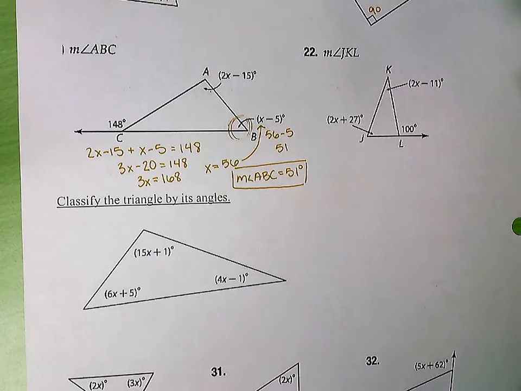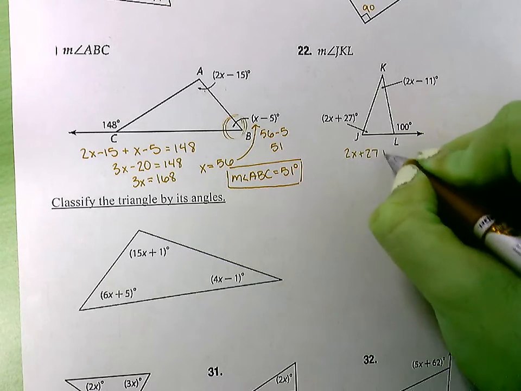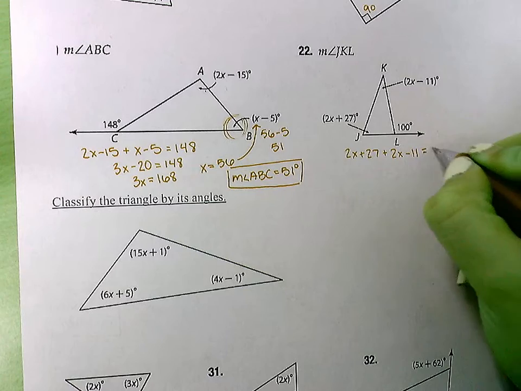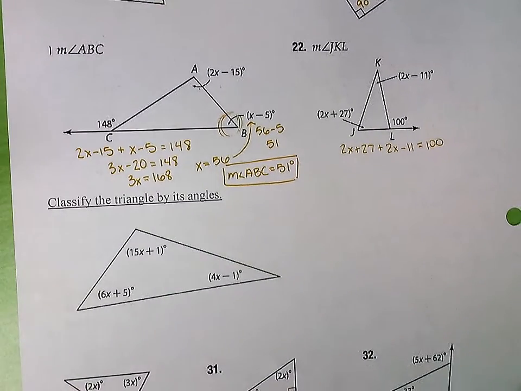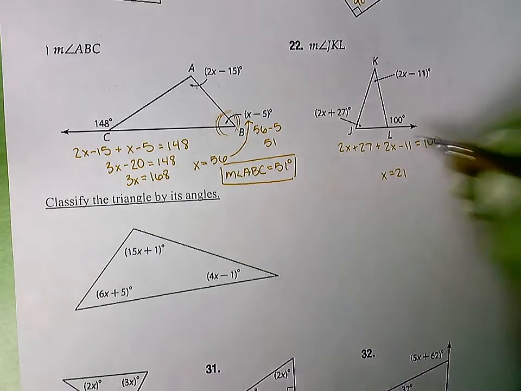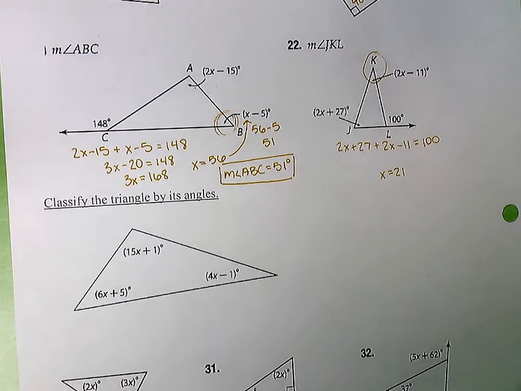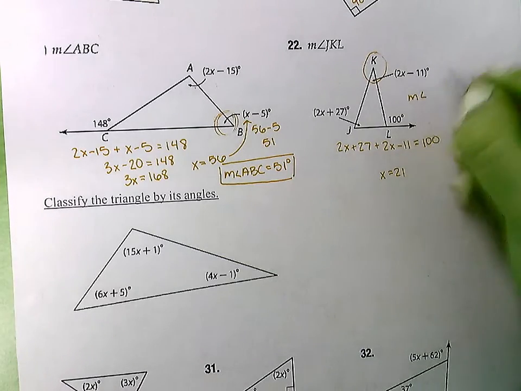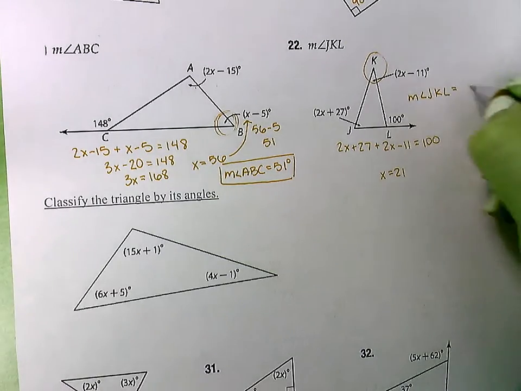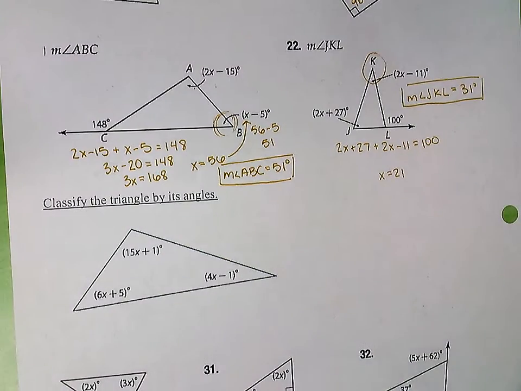All right, so for this one, you should have added these two angles together. So 2x plus 27 plus 2x minus 11, and set that equal to your exterior. Once you solve, you should get x is 21. You would want to plug 21 in for x because this is the angle you're solving for here. Okay, and you should get the measure of angle JKL is equal to 31 degrees. Okay, questions on that problem there?